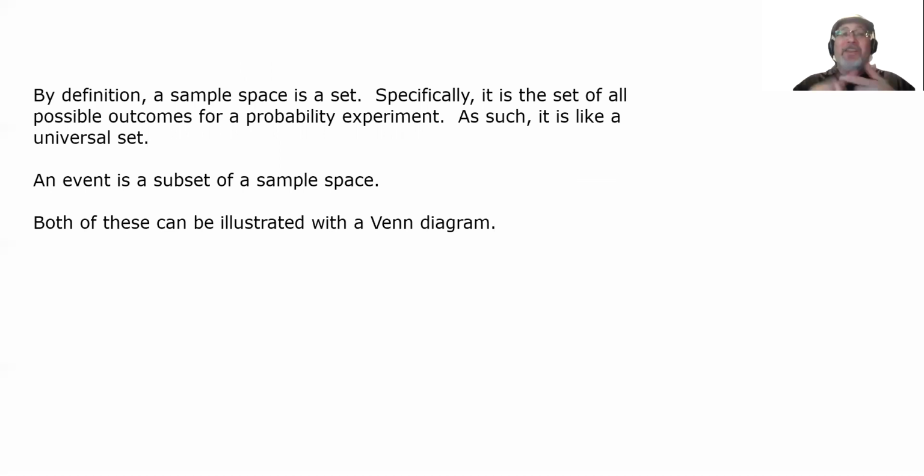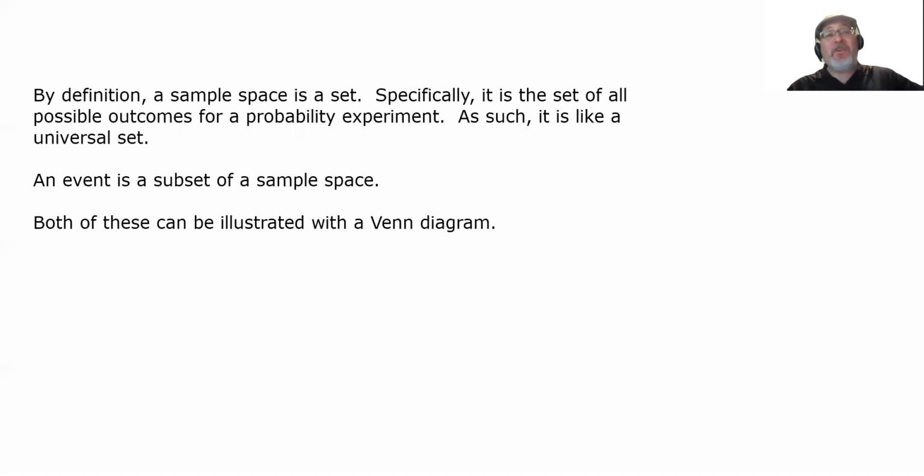So let's start over. By definition, the sample space is a set. Specifically, it is the set of all possible outcomes for a probability experiment. As such, it is like a universal set. An event is a subset of a sample space, and both of these can be illustrated with the Venn diagram.